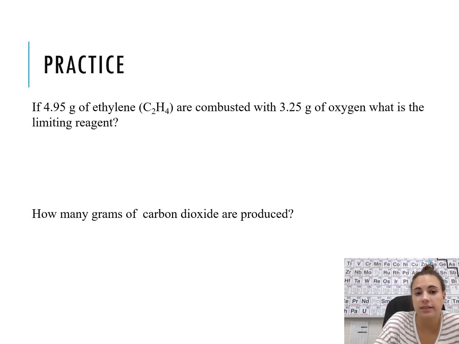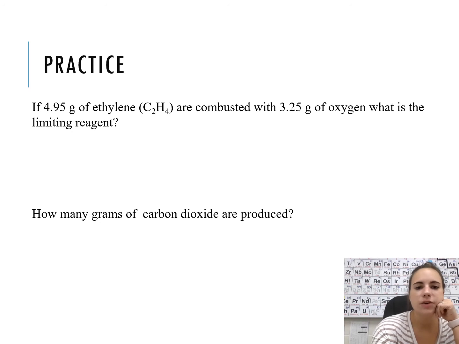So let's practice this. If 4.95 grams of ethylene are combusted with 3.25 grams of oxygen, what is the limiting reagent? Now, this is going to show you why we went ahead and found how much product each reactant would make, because our work is going to be done. For most problems, they're going to ask us for an actual amount, and so we've already done that work.